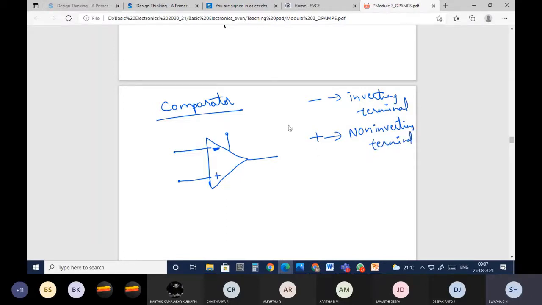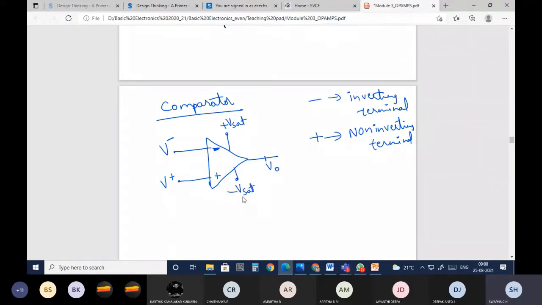For simplicity, let me denote the voltage that we are applying to the inverting terminal as V minus, and the voltage applied to the non-inverting terminal as V plus. Based on these applied voltages, I will get the output either as plus Vsat or minus Vsat.